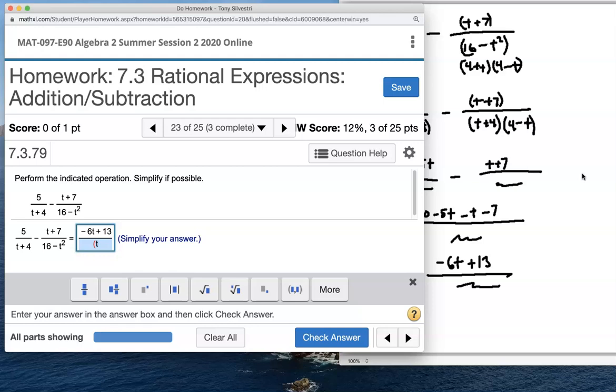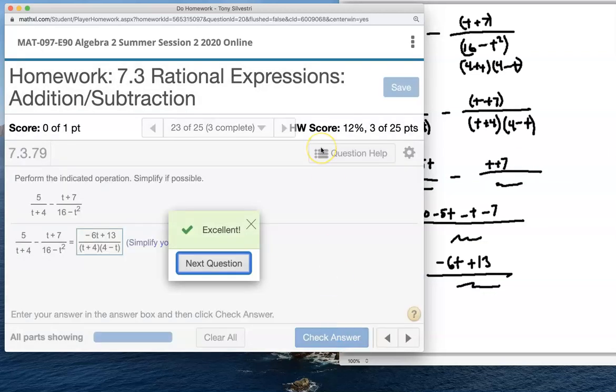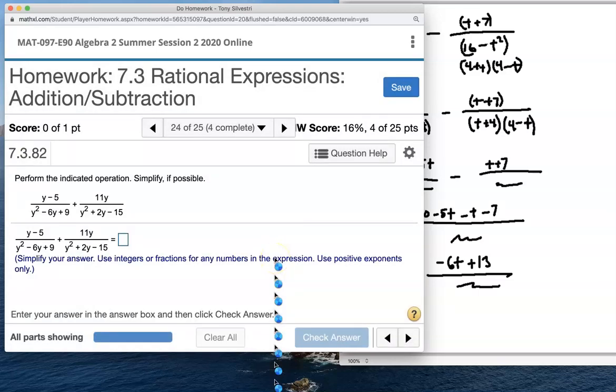t plus 4 and 4 minus t. All right, go for it. Oh, great. Yes, yes, yes. How's it feel? I feel good.